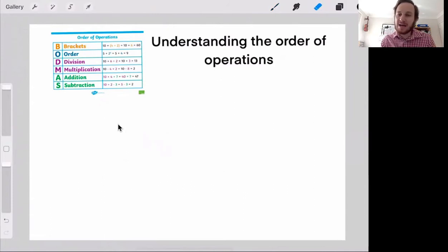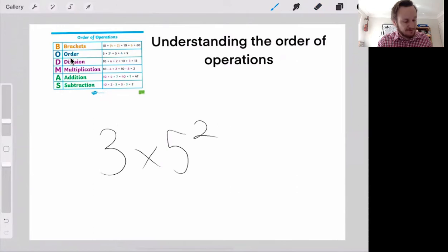Now, after the brackets, you'll see here it stands for O. O means order, and order means anything that is a square number or a square root number. So what that means is, if you had this, right, you don't do 3 times 5 is 15 and then 15 squared.